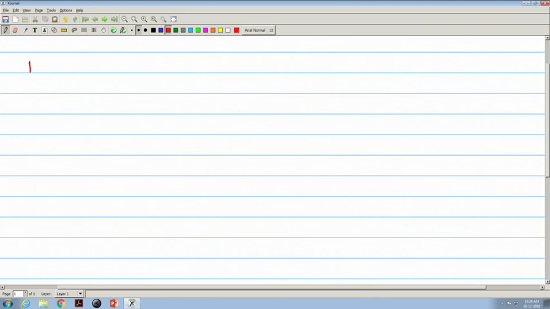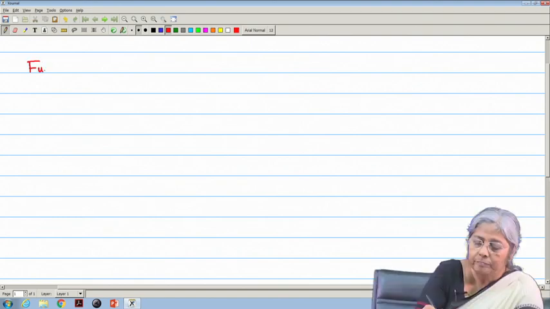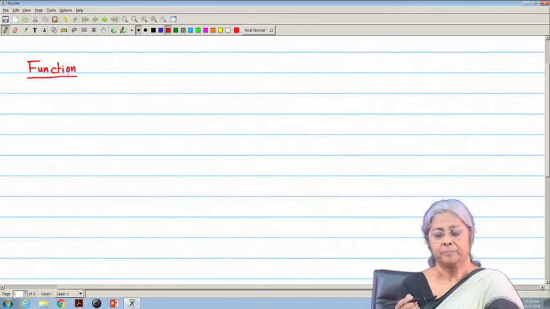Now we have read the fundamentals of set. We know what we actually mean by the term set and the different set operations or the different laws that we can apply on set. So, today we will read the function. First, I give the idea of function.